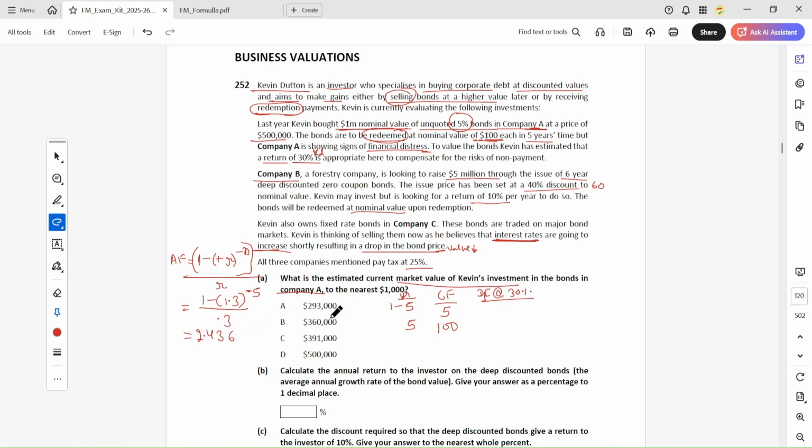Okay, 2.436 is the annuity factor for 5 years at 30%. So now we have to calculate the discount factor, because the cash flow of 100 is only for the fifth year. So we now have to calculate the discount factor for 30%.